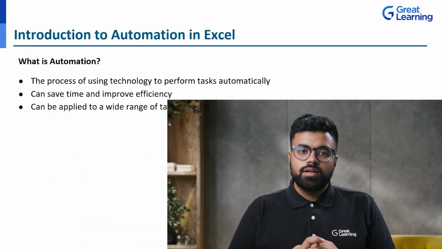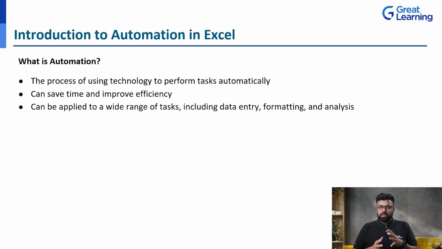Introduction to automation in Excel. Now, in this module, let's talk about what automation actually means. In a nutshell, it is the process of using technology to perform a task automatically without any manual usage. In this case, we do not want any manual effort from our end. It should be more automated and the result should be more aligned with what we want. The key things it would help with: it would save a lot of time and improve efficiency. Also, it can be applied to a wide range of tasks including data entry, data formatting and analysis.